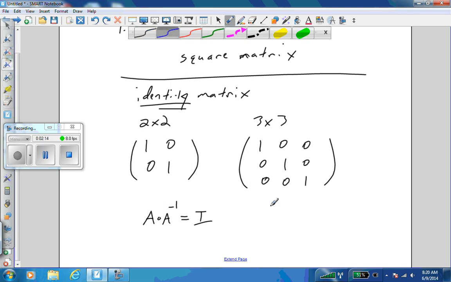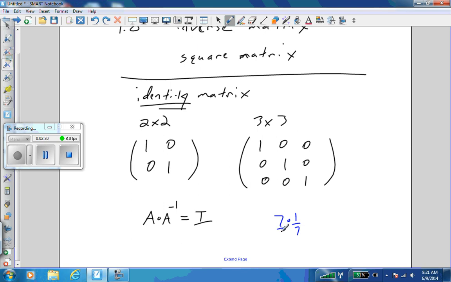Or something that might make a little more sense: multiplication and division are inverses of each other, inverse operations. If you think about taking 7 times 1/7, or 7 divided by 7, what do you get? You get 1. So basically you undid a 7 by dividing by it, or multiplying by its reciprocal.